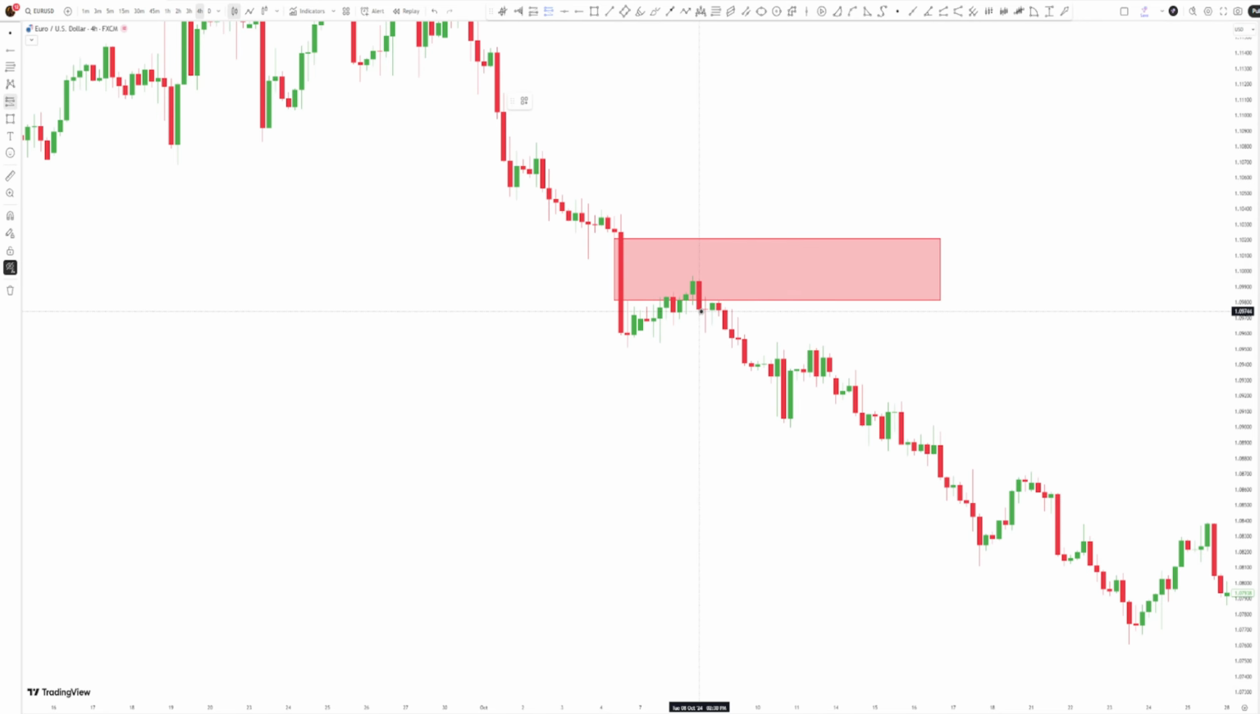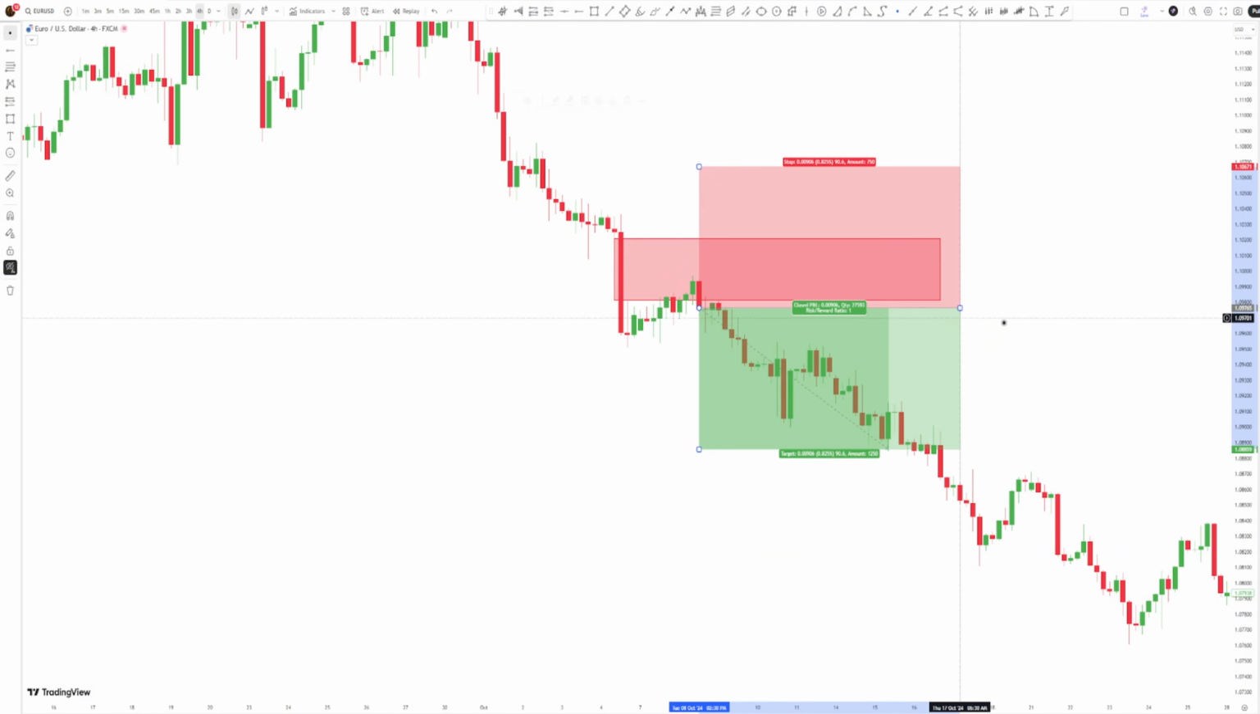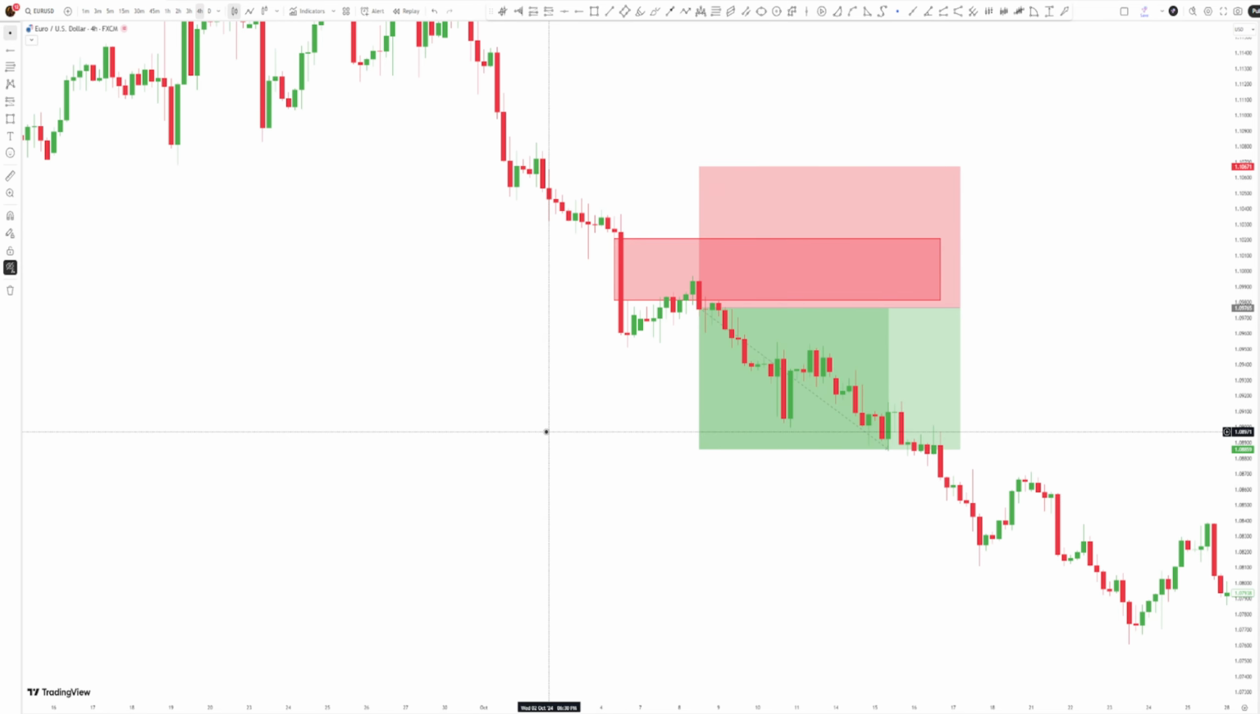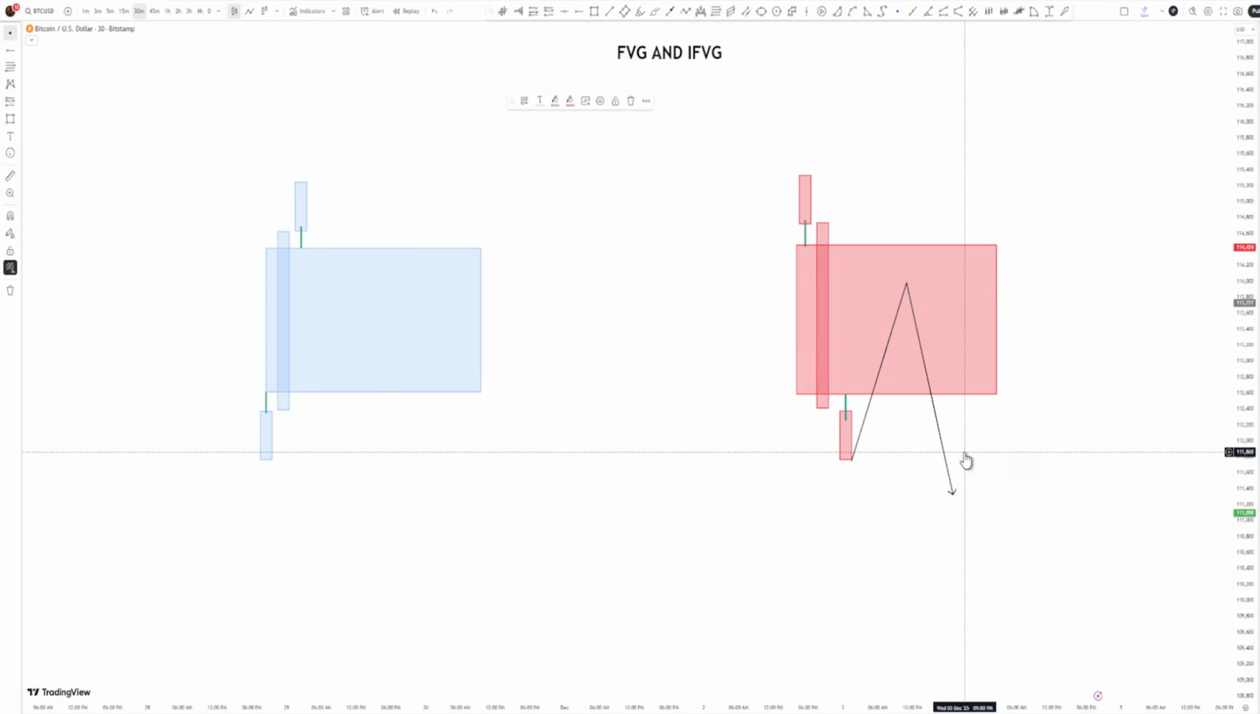Our situation entry is we will be taking entry here with stop loss and target as 1:1, and price ended up hitting our target. Now let's talk about inverse fair value gap. Okay, now we have completed the fair value gap. Now let's talk about the inverse fair value gap. So what is an inverse fair value gap?